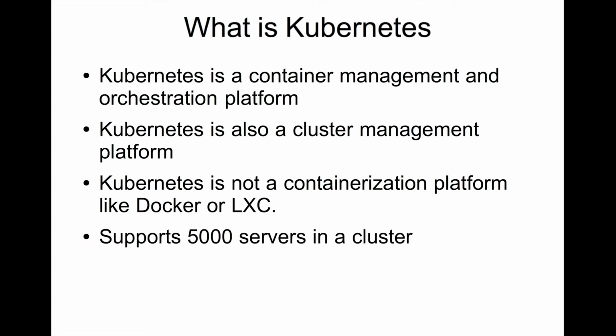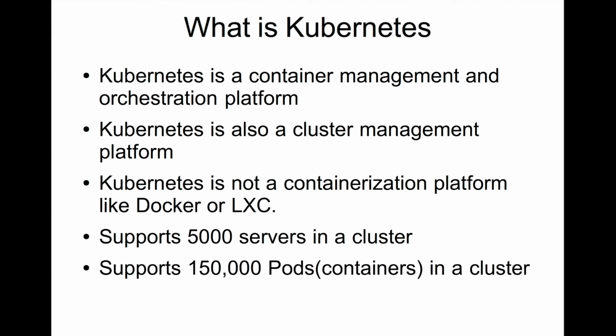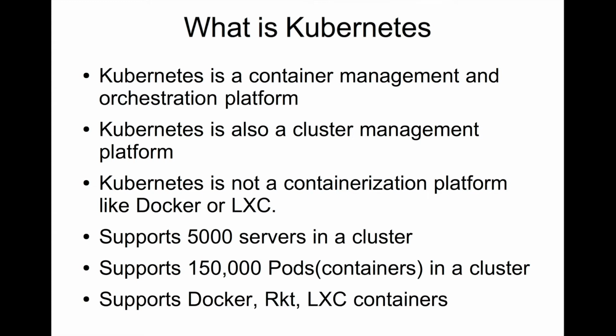Kubernetes is highly scalable compared to Docker Swarm, a container management software from Docker. Kubernetes supports up to 5,000 servers and 150,000 pods in a single cluster. Kubernetes also supports other containerization platforms such as CoreOS Rocket and LXC LXD.